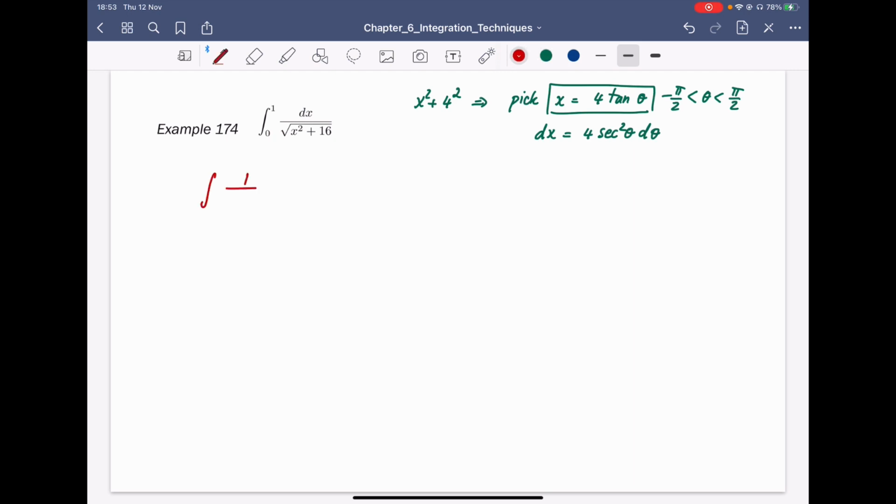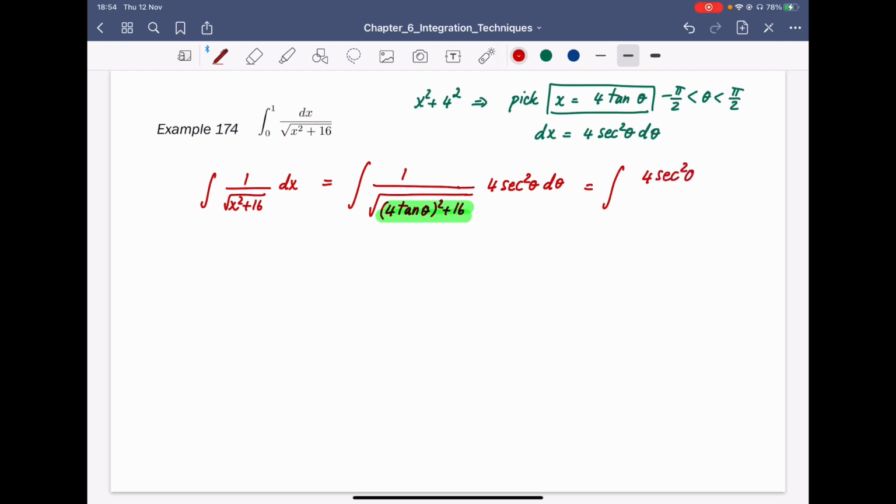So, integrate 1 over square root x squared plus 16 dx. This is going to be integrate 1 over square root, let me see, we replace x by 4 tan theta, and then we square it, plus 16, and then dx is going to be 4 times sec squared theta d theta. If I simplify the thing under the square root, I get integrate 4 sec squared theta over, I square that, so I get 16 tan squared, and then I pull out 16, I have square root 16 times (tan squared theta plus 1).